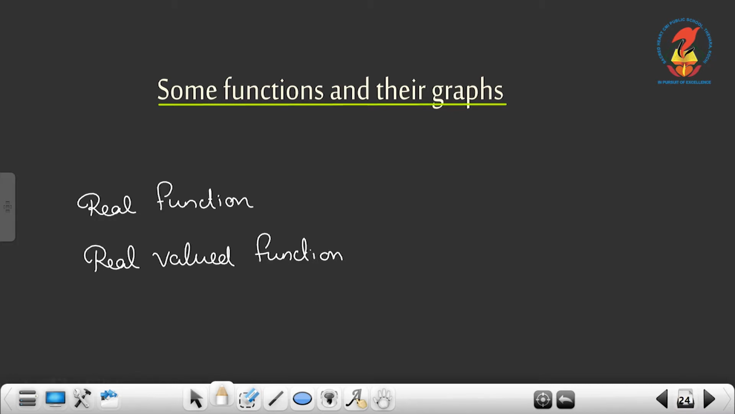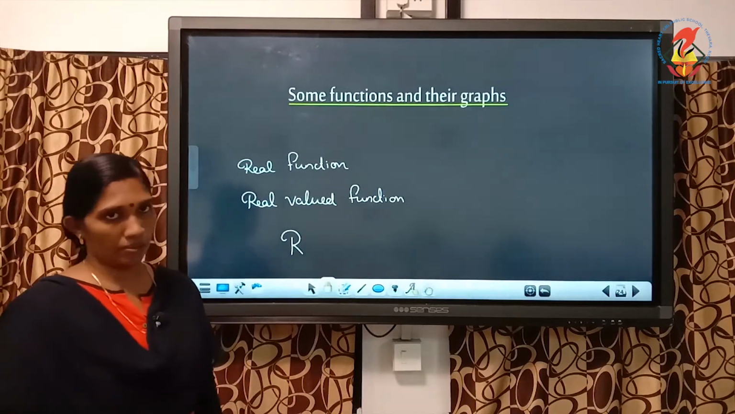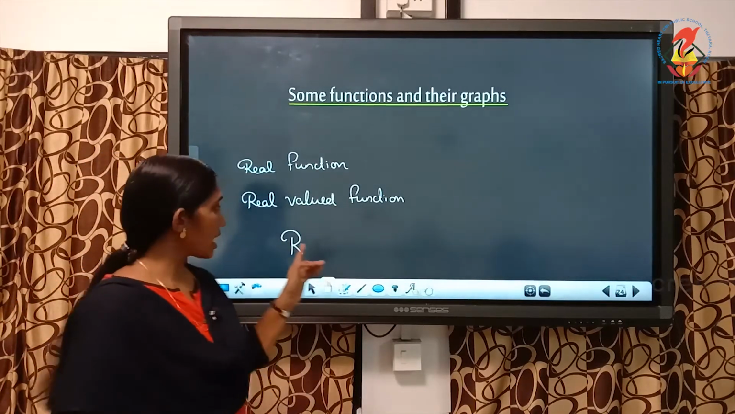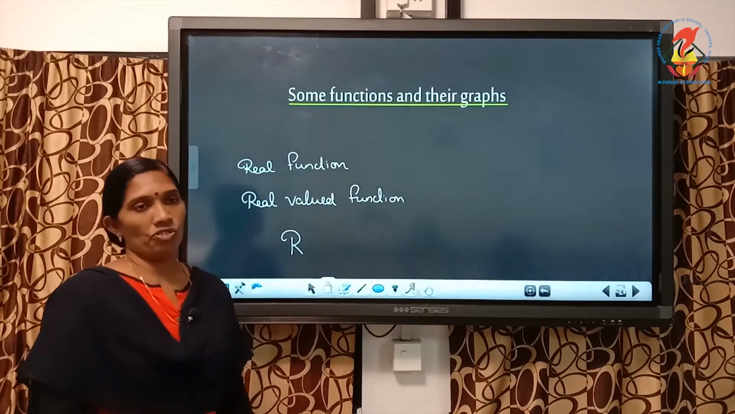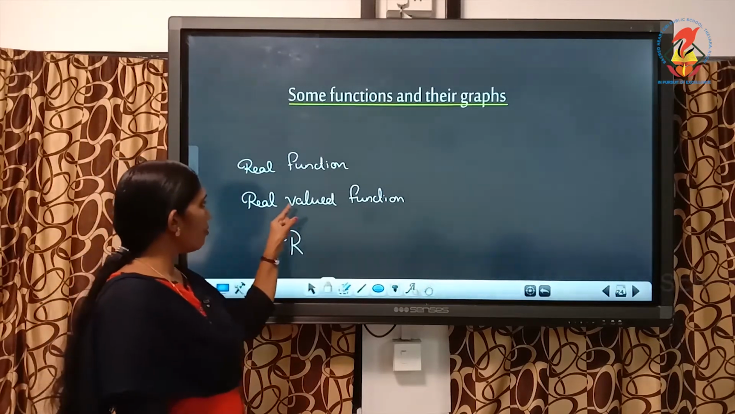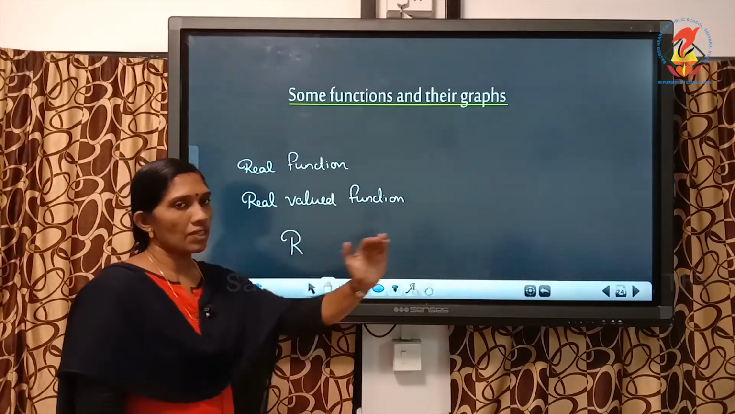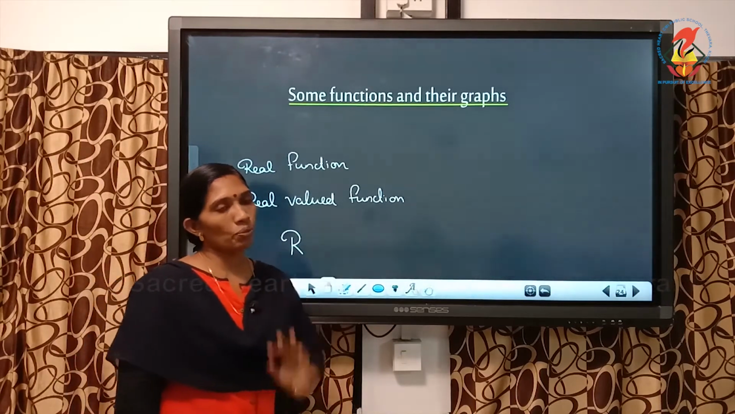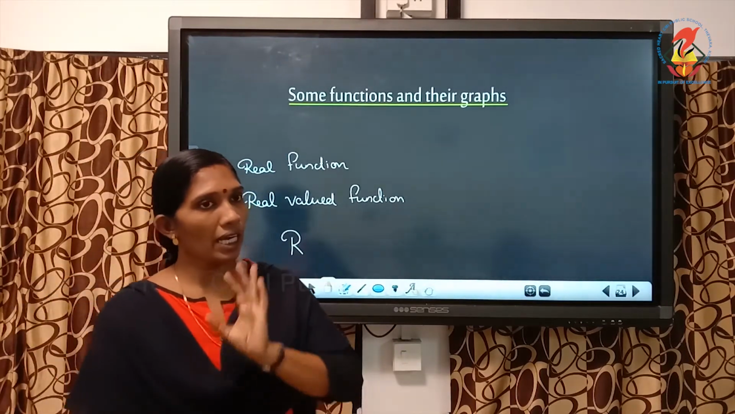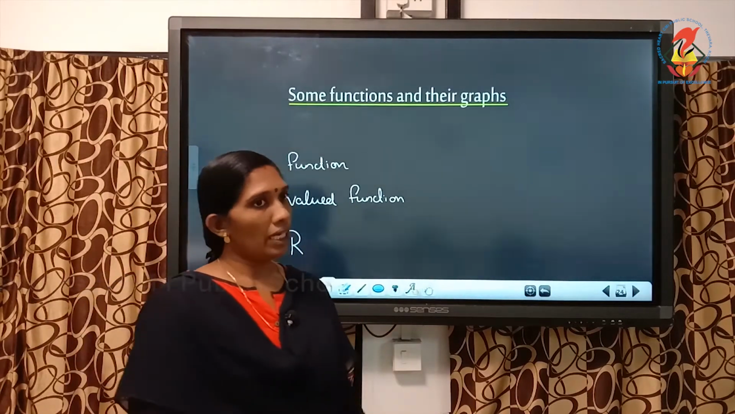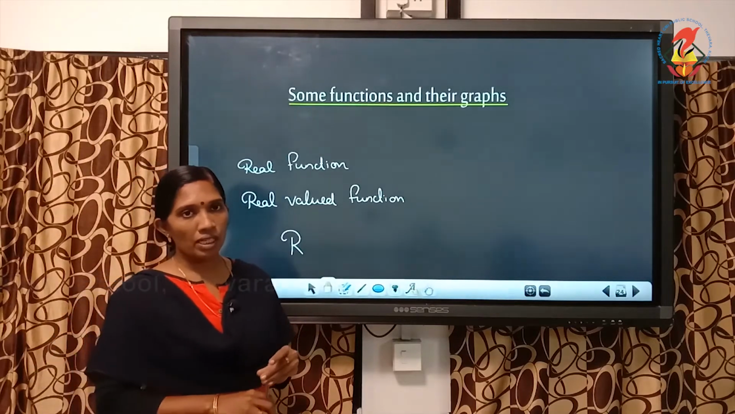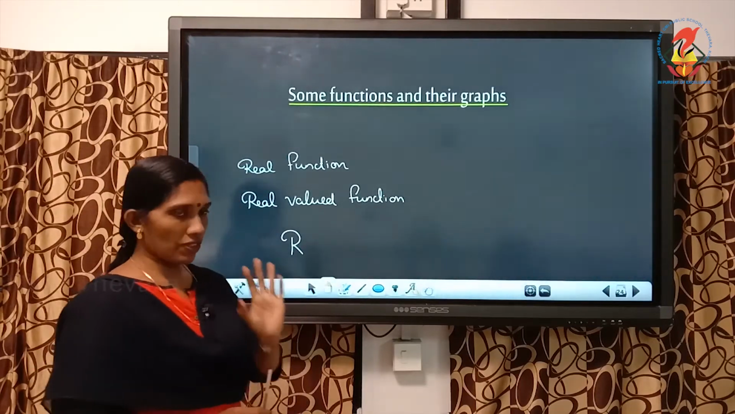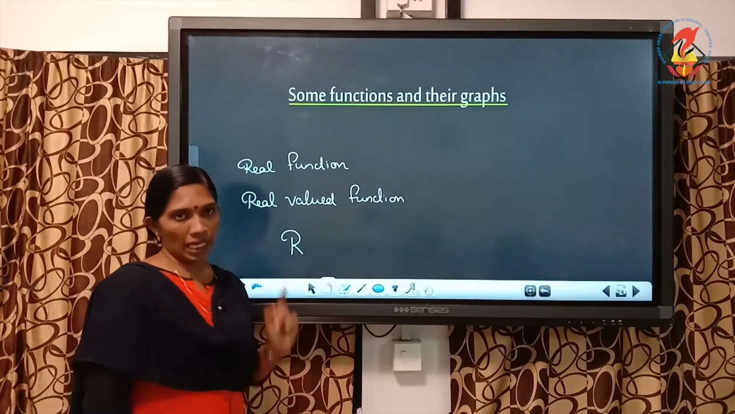So a function which has either R, here R means set of real numbers, or a subset of R as its range, that is known as a real valued function. So what is a function? A function f from A to B means every element of A has one and only one image in B. Then we know how to write the domain, range and codomain of the function, then image and pre-image. That much we studied.